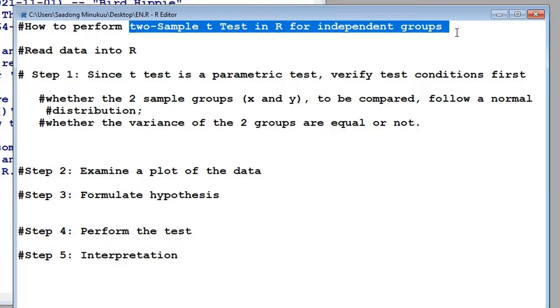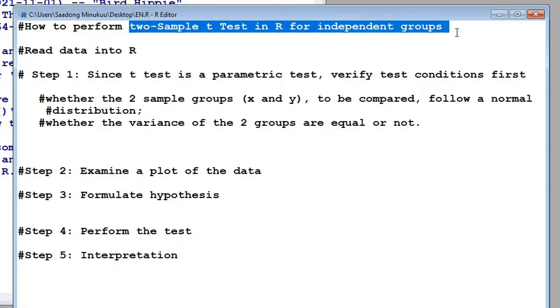We could also have another type of t-test known as a two-sample t-test for dependent or paired groups. This is the case whereby the two groups that we are actually trying to compare, we are going to do the comparison based on a single sample. Okay, for instance, if we want to compare the effectiveness of two drugs, we can decide to administer these two drugs on the same sample drawn.